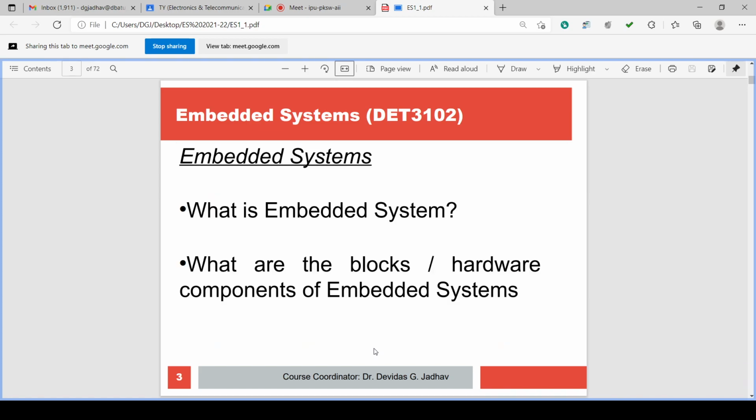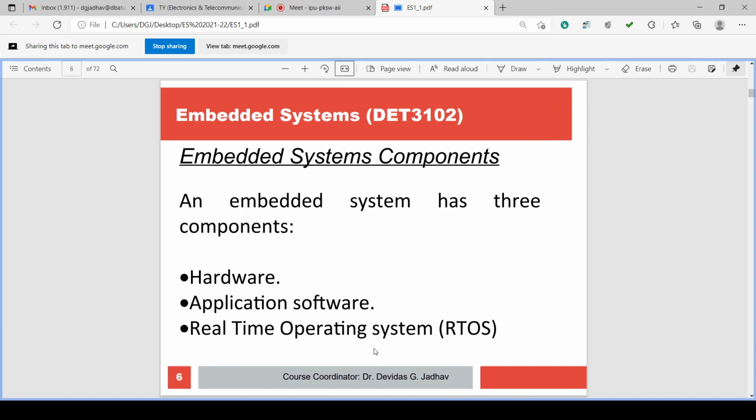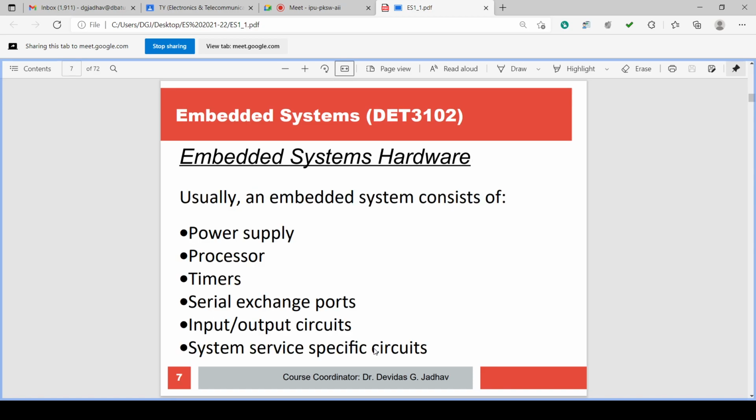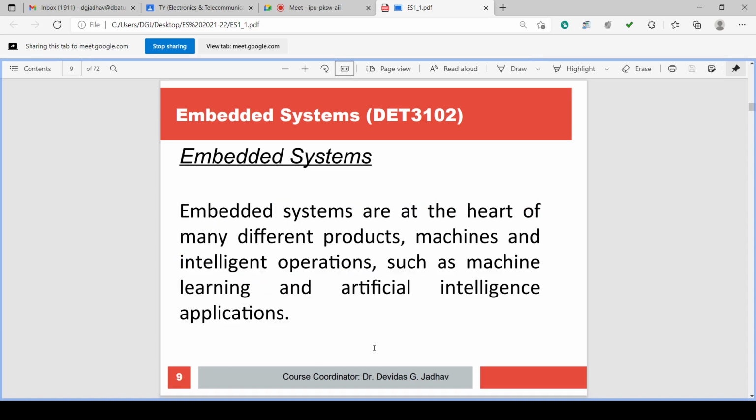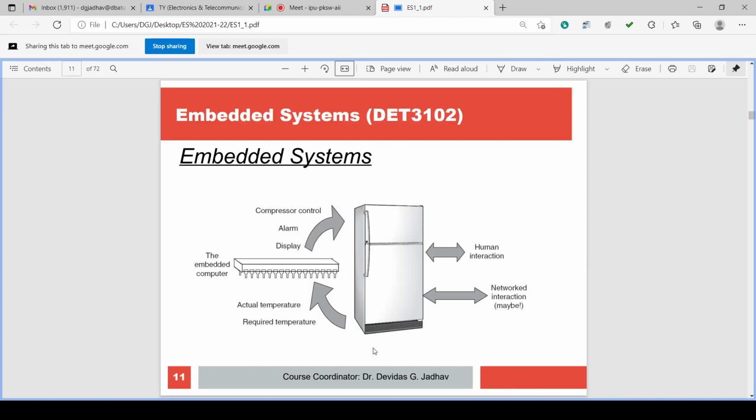So, in embedded systems we have seen the definition and examples. An embedded system is a controlling system and not basically a computational system. The different parts are hardware, software, and operating system, application software, and operating system. And the operating system is basically an RTOS, real-time operating system. Then we have seen the various parts in the circuit board, then applications.